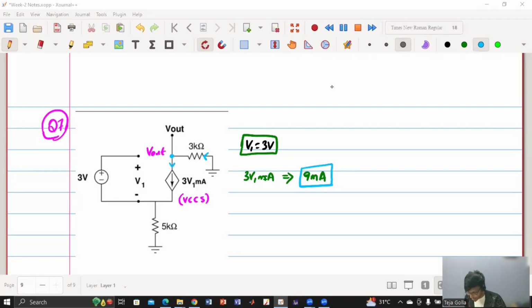So now tell me whether V naught will be at a higher potential or ground will be at higher potential, assuming this is the current direction. I'm asking whether V naught is at a higher potential or V naught is at a lower potential. Ground will be at a higher potential, right?